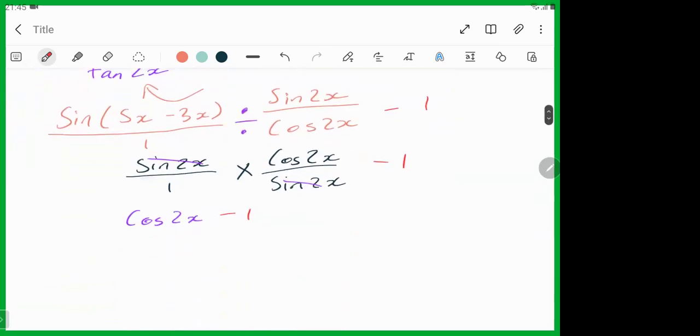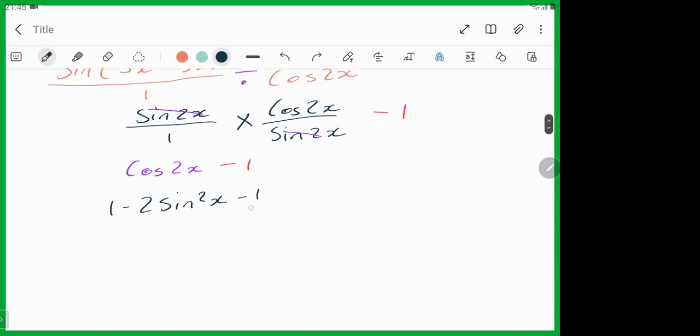clearly we can just use the double angle of cos. The one that says that cos 2x is the same as 1 minus 2 sine squared x. And there's a minus 1 here. If you break it down, 1 minus 1 is just 0. And then you have negative 2 sine squared x. Therefore, the left-hand side is equal to the right-hand side.